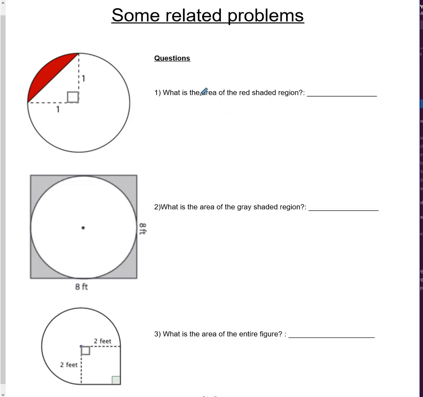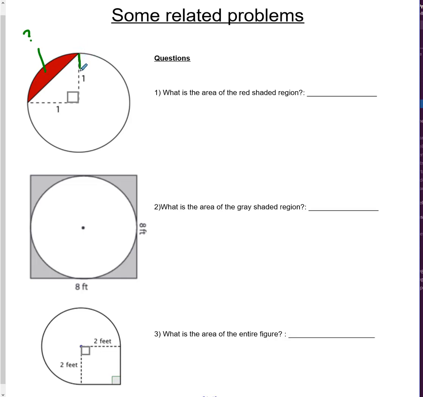Okay, so I want the area of that red shaded region. It's a weird shape. There's actually a name for this. It's actually called a segment, but we don't use that terminology because, although it's correct, it just gets too confusing with segments, like a line segment. So we're just going to call this the shaded region here. We want to know what it is. We can't really figure it out. It's a weird shape. It's kind of like a pizza crust almost.